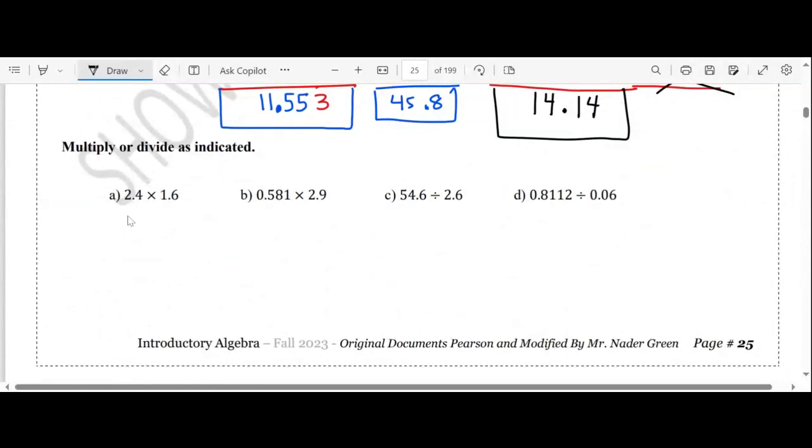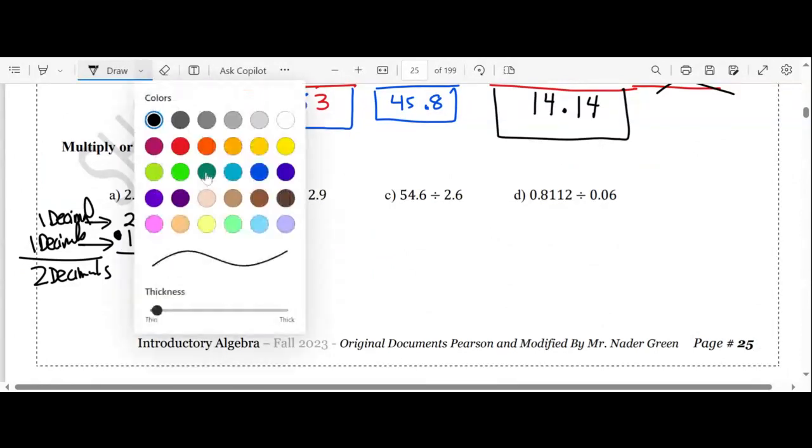Okay, tell you what. This is 24, right? And this is 16. How many decimal places here? 1 decimal place, correct? And how many decimal places here? 1. Total, how many decimal places? 2. Now just do regular multiplication.